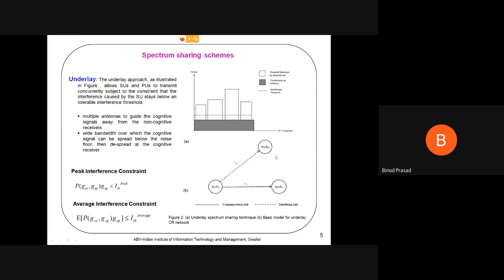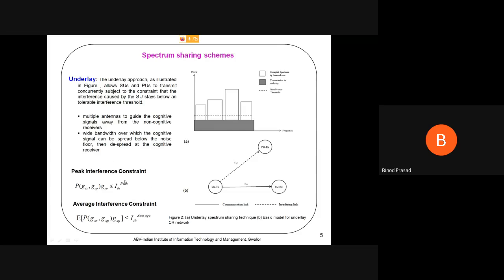This is related to services that are not delay tolerant, like voice communications. Because the voice instantaneously, what we are speaking, should be hearable, so that one can hear it. So voice kind of services require this kind of constraint.